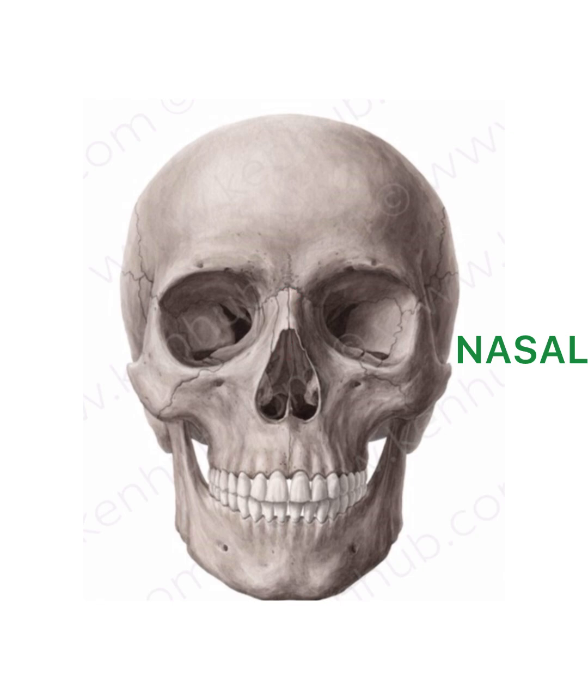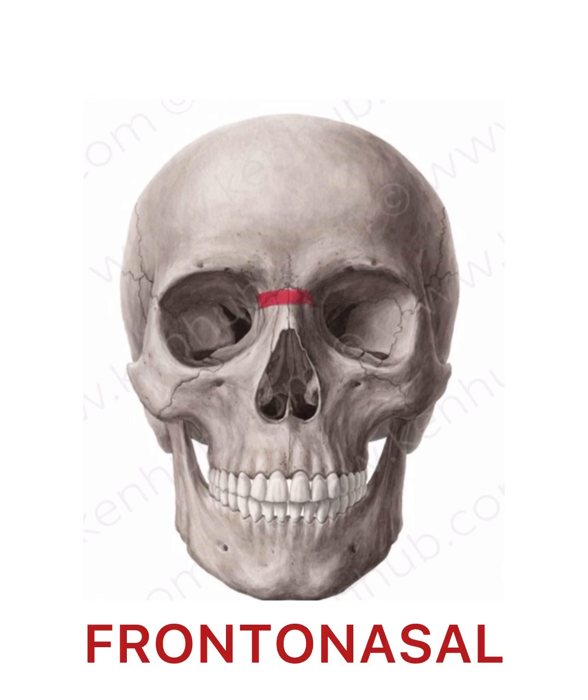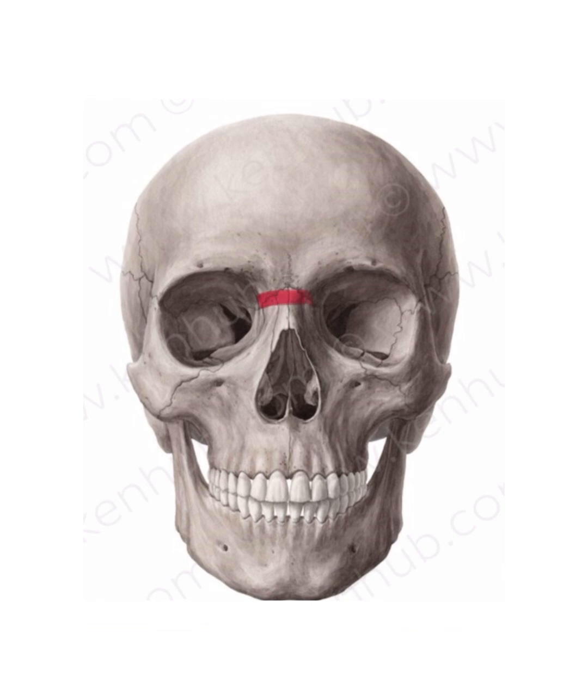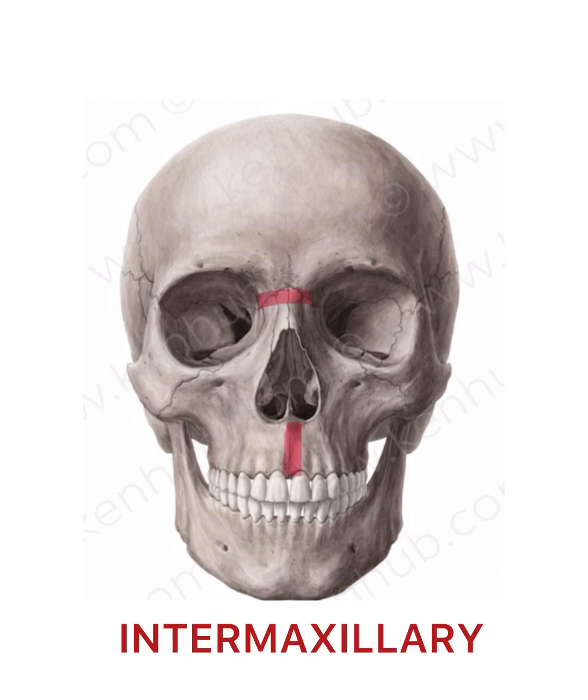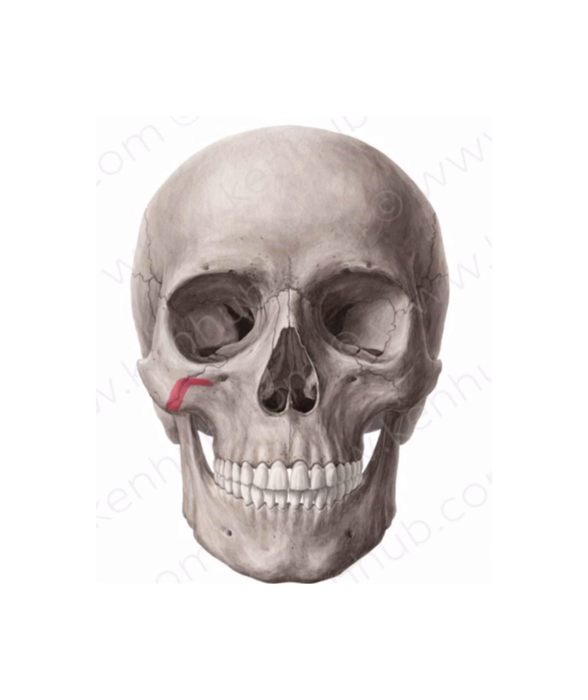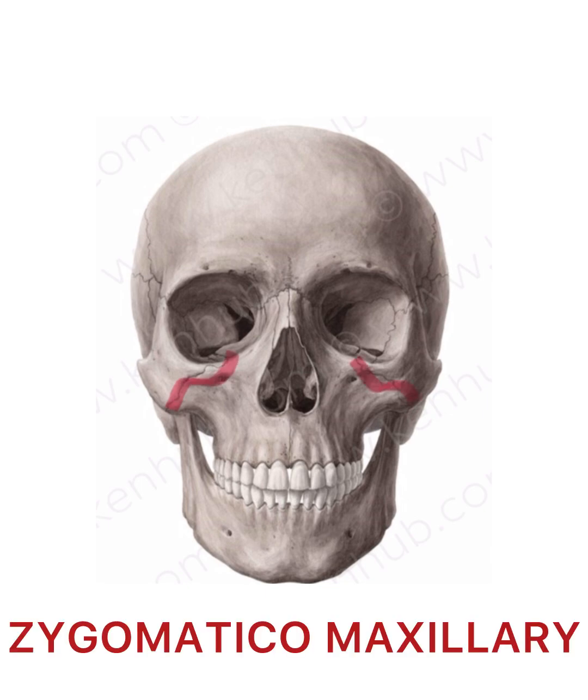Now we are discussing the different sutures that are present in the anterior view of the skull. What is a suture? It is a joint that joins two bones. So this is the frontonasal suture. It means it joins the frontal bone and the nasal bone. This is the intermaxillary suture, which joins the two maxillary processes. This here is the zygomaticomaxillary suture.